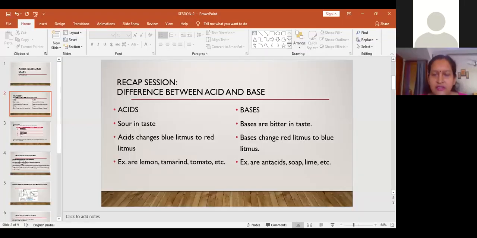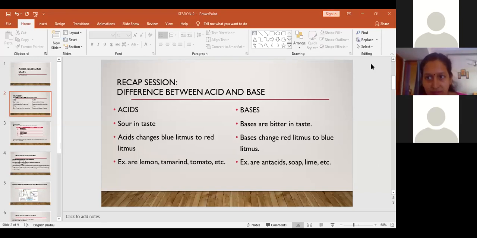Generally called litmus, phenolphthalein, onion and vanilla, red cabbage. All of them are called indicators. Indicators are certain neutral substances which help us identify which is an acidic substance and which is a basic substance. I hope all these points we discussed in the previous session are clear to everyone. Is anyone having any doubt in this? No, ma'am.